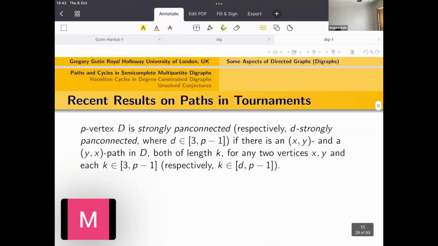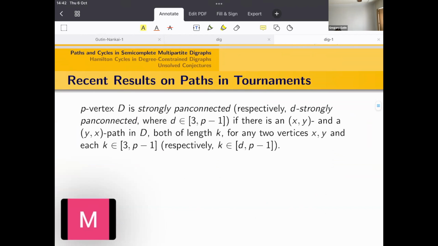If we have a digraph which has P vertices, it's called strongly pancconnected, or respectively D-strongly path connected, where D is in the interval between 3 and P minus 1, if there are both XY and YX paths in D, both of length K, for any two vertices X and Y and each K between 3 and P minus 1 in the case of pan-connected. In D-pan-connected, it's only for K between D and P minus 1.